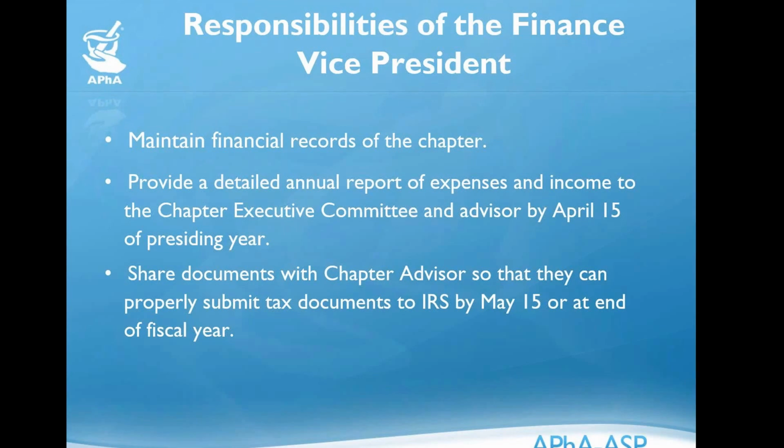And of course, that information that is detailed in the report is going to be shared with your chapter advisor so they can properly submit tax documents to the IRS. And that happens once a year, either by May 15th or by the end of your college or university's fiscal year. And we'll talk about that a little bit more when we talk about IRS and tax facts. If you file your taxes under APhA's exemption, your deadline for filing taxes will be May 15th. If you follow your college or university's fiscal year and file with your college and university, that date could be different. And again, we'll talk about that a little later on in the presentation.